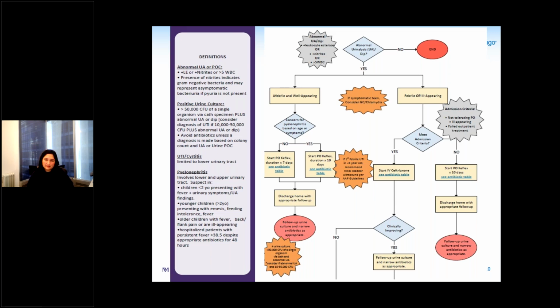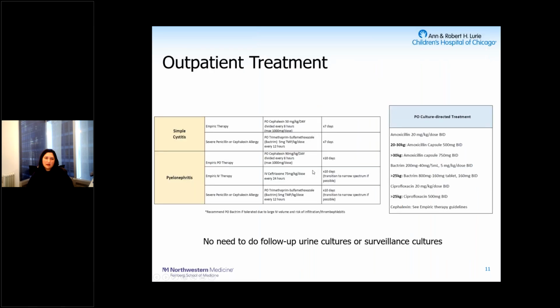But as you'll know, VCUG are not recommended after the first UTI. On this particular side of the algorithm, I'm not going to go into so much, but basically, if you have a febrile, ill-appearing child, and you end up going to the inpatient route, you can either start IV ceftriaxone or start PO Keflex and just monitor them depending on how they do. All right.